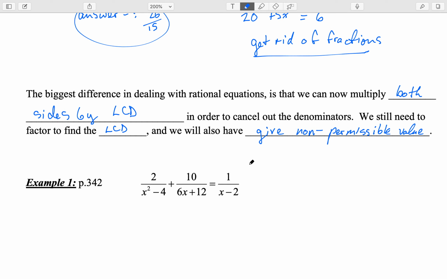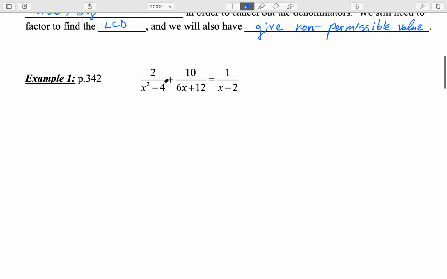Okay, but here we go. This is a big equation. I've got a fraction plus another fraction. Do I get a common denominator and combine those? No. Step one, factor everything, right? By this stage now, as soon as I see a difference of squares like this, I know I'm going to factor it. So let's try it. 2 over x plus 2, x minus 2, right? x squared minus 2 squared.